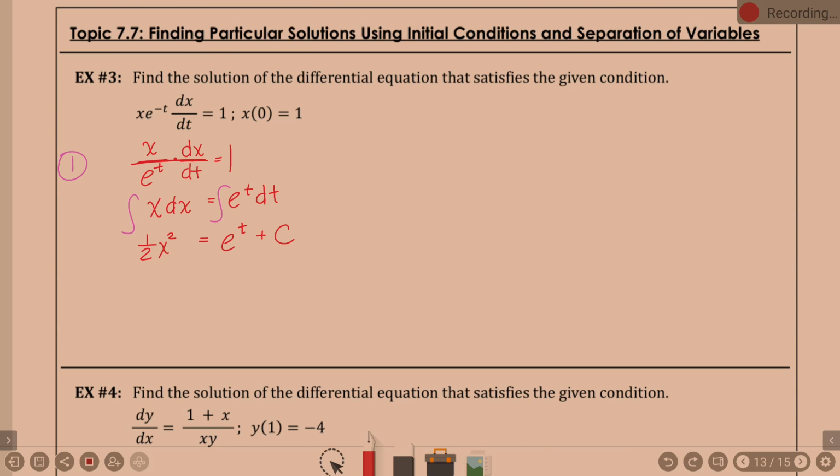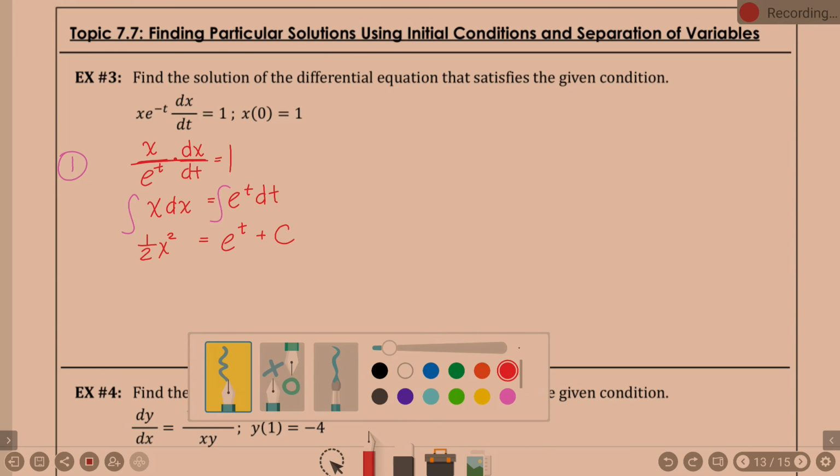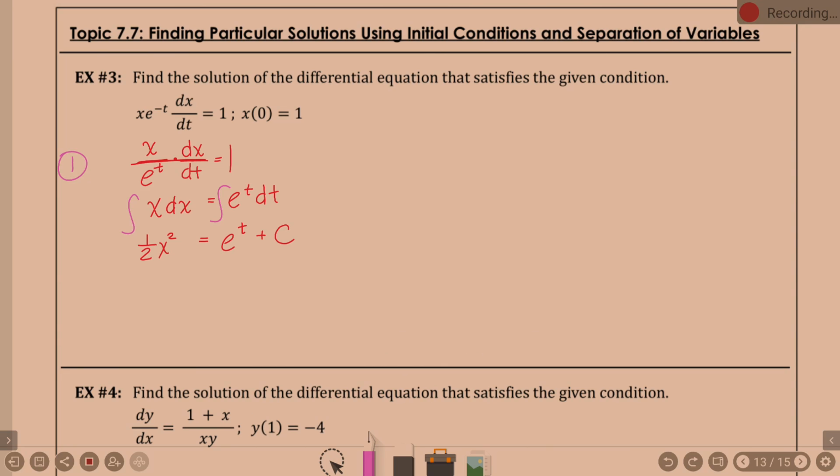Okay. Step two. It depends on the problem, but step two is to find your c. Sometimes we do it right now, sometimes we do a little solving before we do this. If we're going to find our c next, we have the situation of x of 0 equals 1. What's what there? t is 0 and x is 1. Are you seeing that?